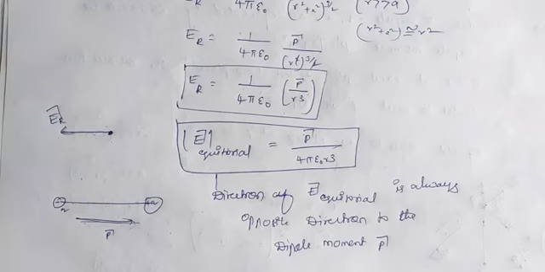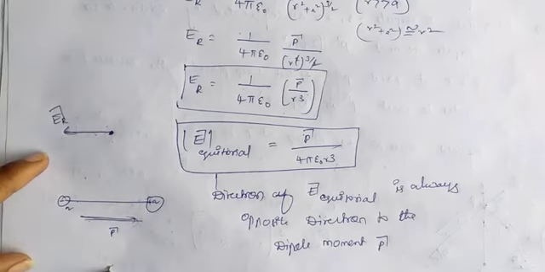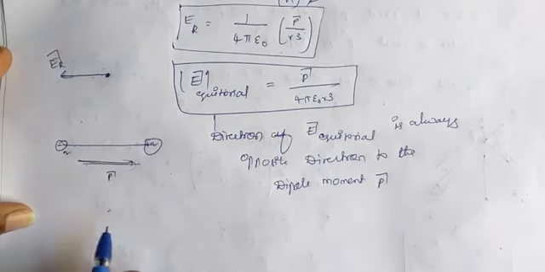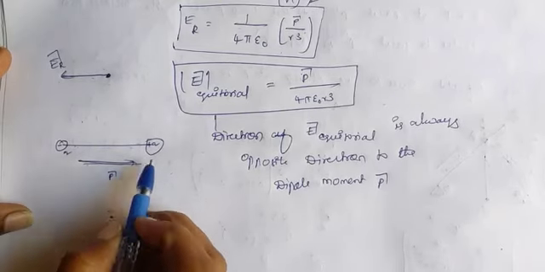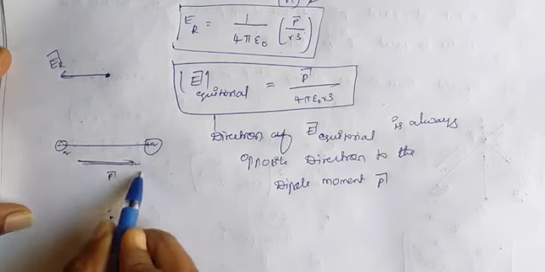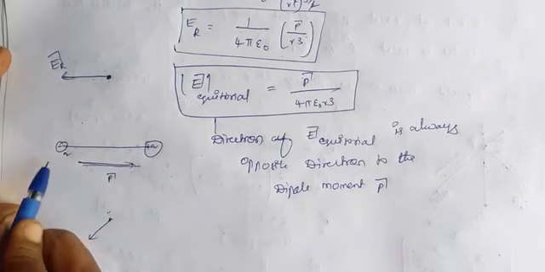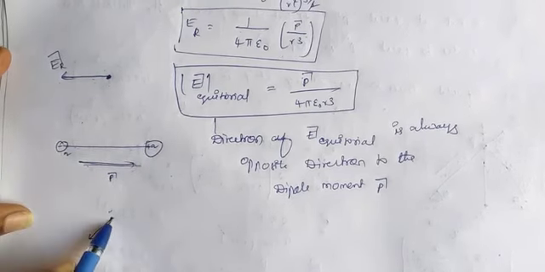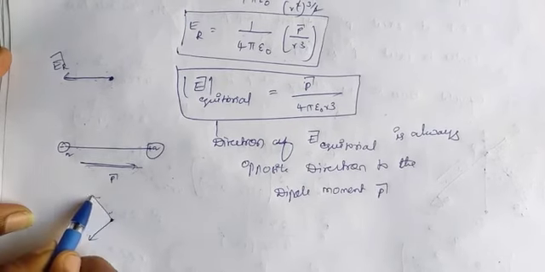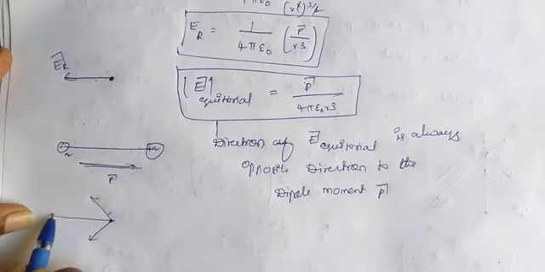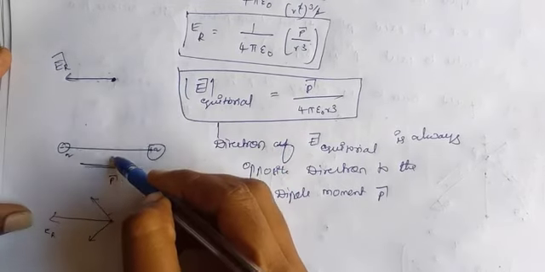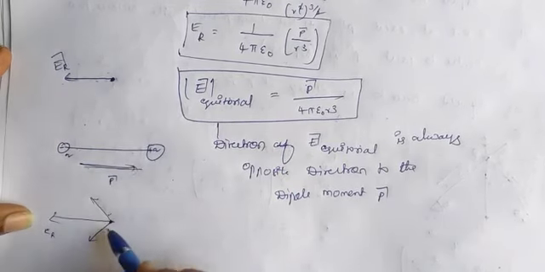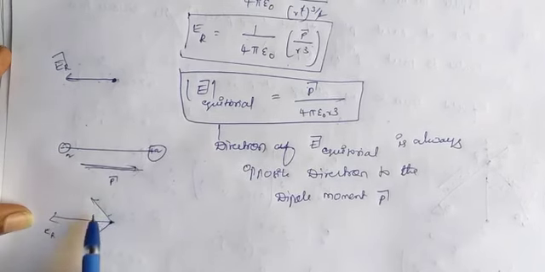Okay, when we are taking any point on the equatorial line, when we are taking the point here, this is a positive charge, then the electric field is away from the positive charge, so this is the electric field direction. This is the negative charge, then the electric field is towards the negative charge, then the resultant electric field is in this direction. This is the E resultant. So at any point on the equatorial line, the electric field direction is always opposite to the dipole moment.